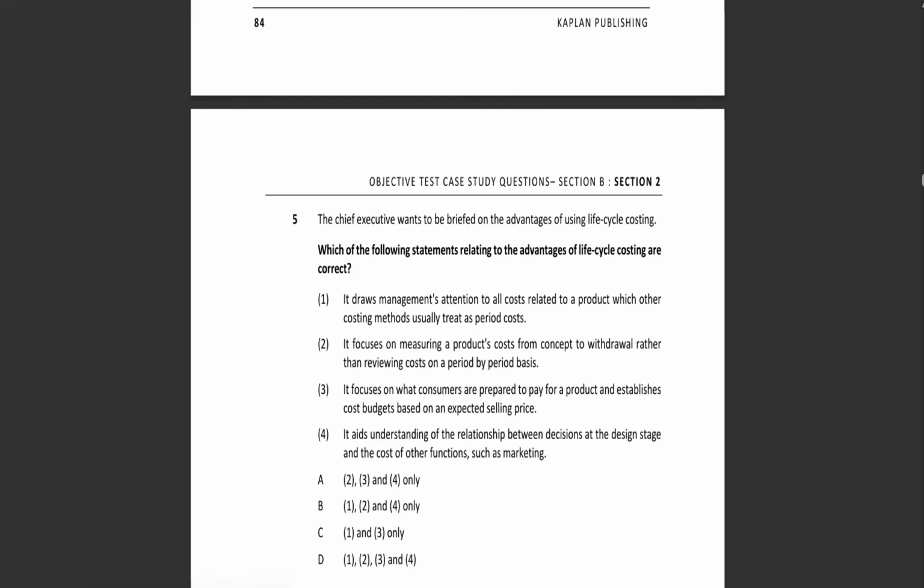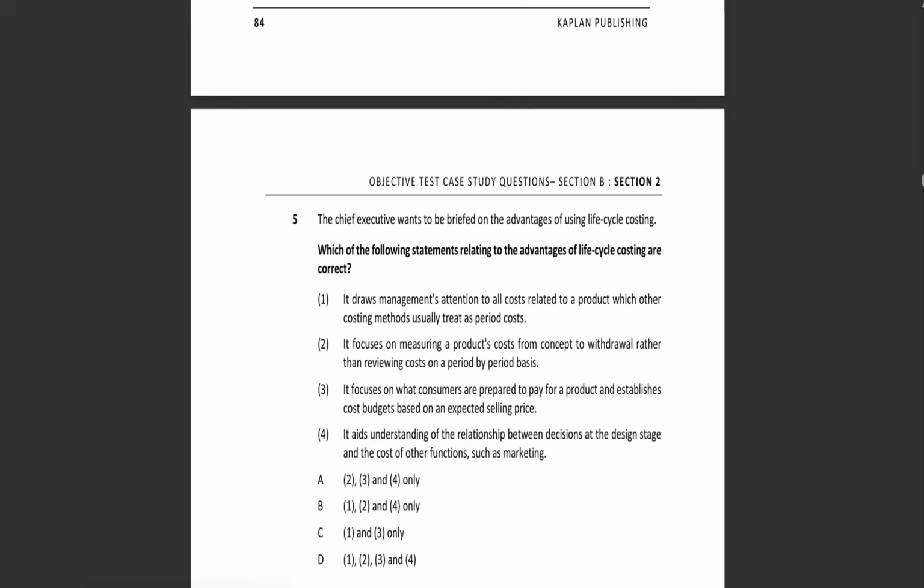Now, 3. It focuses on what consumers are prepared to pay for the product and establishes a cost budget based on the expected selling price. So this is basically the target costing method, which this sentence is explaining. In life cycle costing we don't consider what consumers are expected to pay. We consider this in target costing. So statement 3 is explaining target costing, not a life cycle costing advantage.